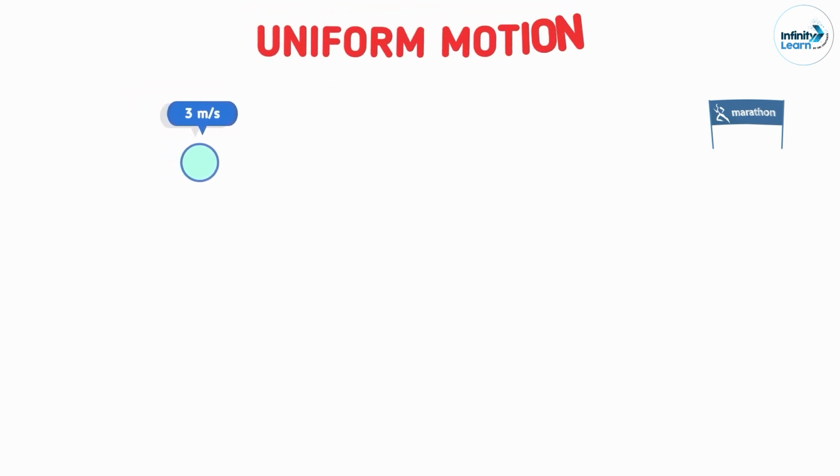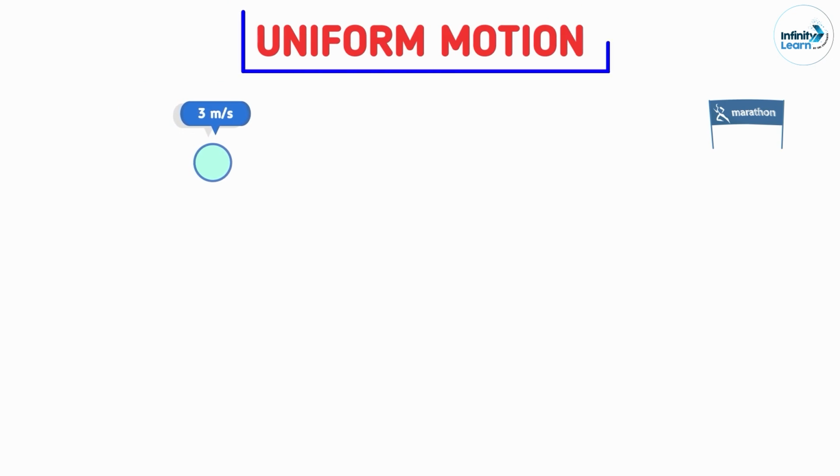Look at this man running. He is training to run a marathon. He's covering a distance of 3 meters every second. So the distance he covers each second is constant at 3 meters and he maintains the pace for a certain period of time. This is what we describe as uniform motion.